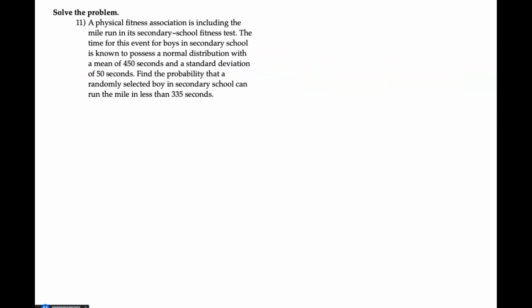So we're here with this problem we're going to call number 11, and it says a physical fitness association is including the mile run in its secondary school fitness test. The time for this event for boys in secondary school is known to possess a normal distribution, and this is what enables us to use that PDF that we discussed earlier. A normal distribution with a mean of 450 seconds. So here is the mean. And a standard deviation of 50 seconds. So here's the standard deviation.